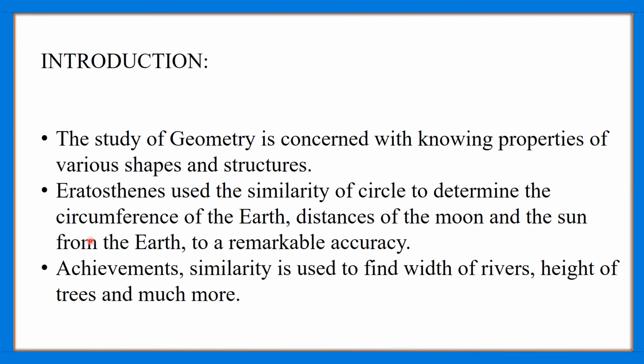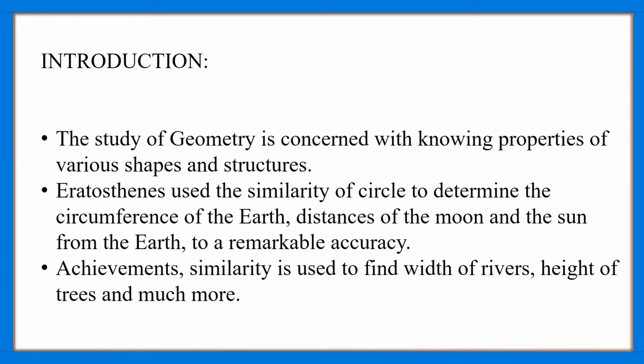Here are some examples where geometry is applied. Eratosthenes was a Greek mathematician who used the concept of similarity of a circle in order to determine the circumference of the earth, and the distances of the moon and the sun from the earth, to a remarkable accuracy. Similarly, similarity is used to find the width of rivers, height of trees and much more. So geometry is used in our day-to-day life. Even if you see a tree, you will be using geometry over there.